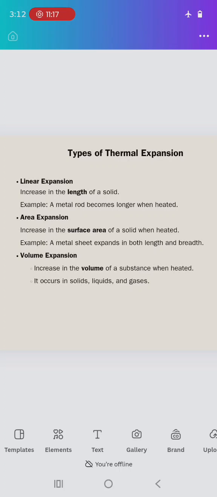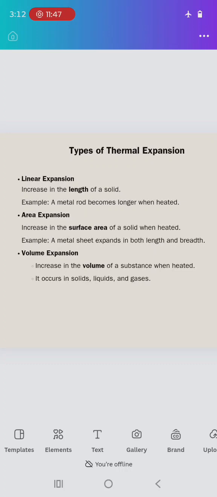Area expansion. Area expansion means the increase in the surface area of a solid when heated. The example, a metal sheet expands in both length and breadth.